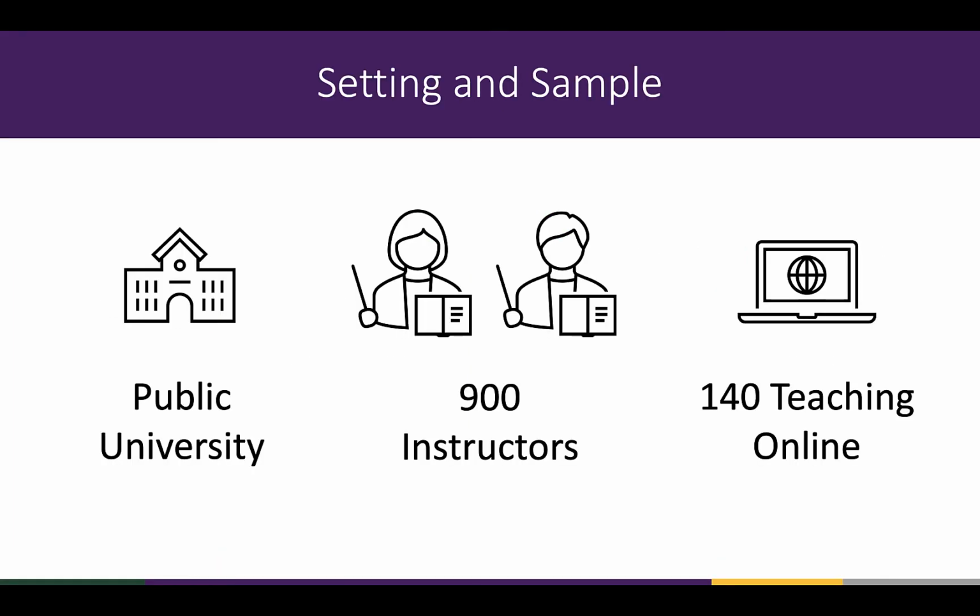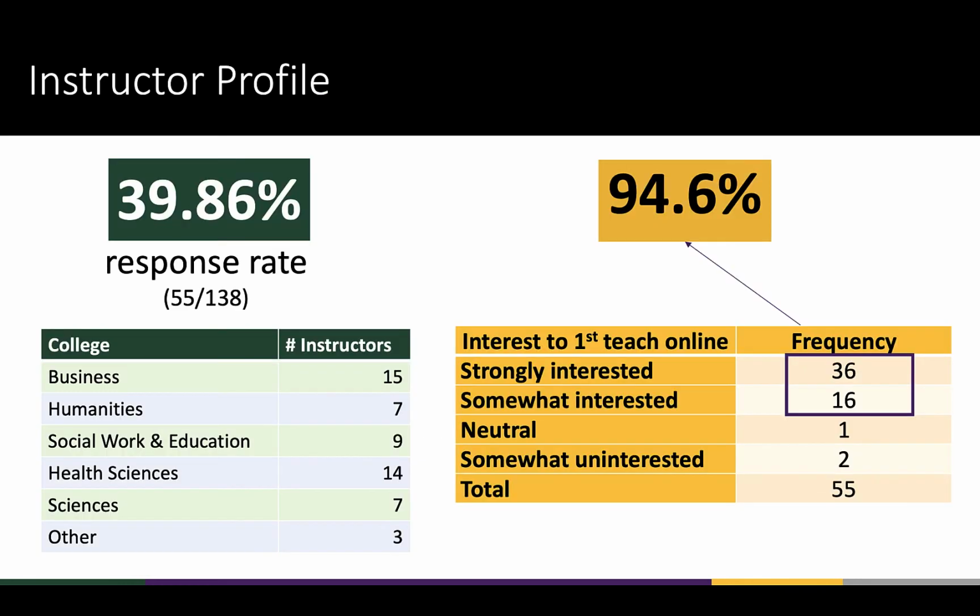The setting was a large regional public university in the Mid-Atlantic that had over 900 full and part-time instructors, and they'd been engaged in online learning since 2010. I had a strong response rate. The average instructor who completed the survey had previously taught 13 online course sections and was currently teaching 2 course sections in the semester in which I collected data.